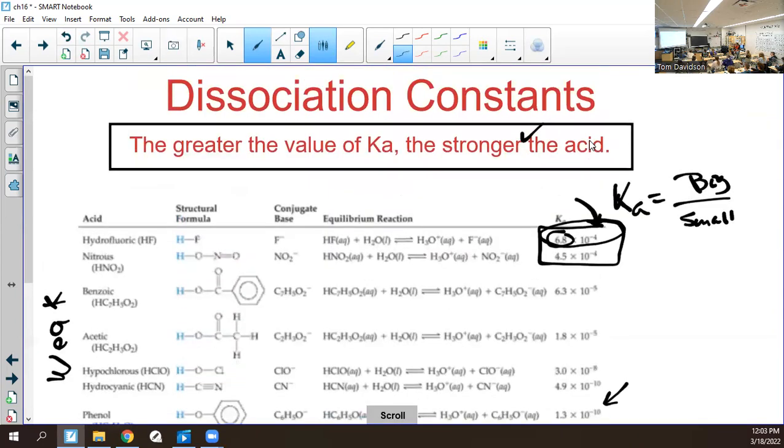Okay, so the bigger the Ka, and they're always going to be small numbers, but they're comparable, the bigger, the stronger the acid. And once again, you should definitely understand, we do not take the Ka of strong acids or strong bases, because they're 100% ionized, which means the denominator would be zero. That's like creating a black hole.